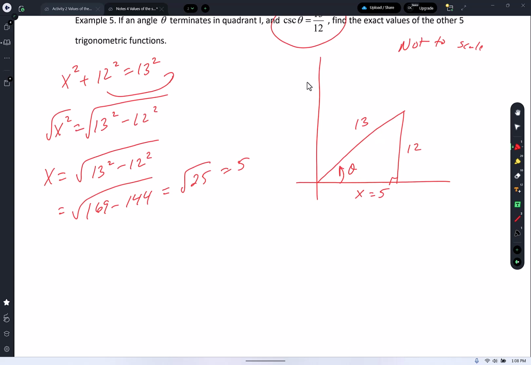I'm going to go ahead and just write sine, cosine, tangent, and I'm going to write cosecant, secant, cotangent.